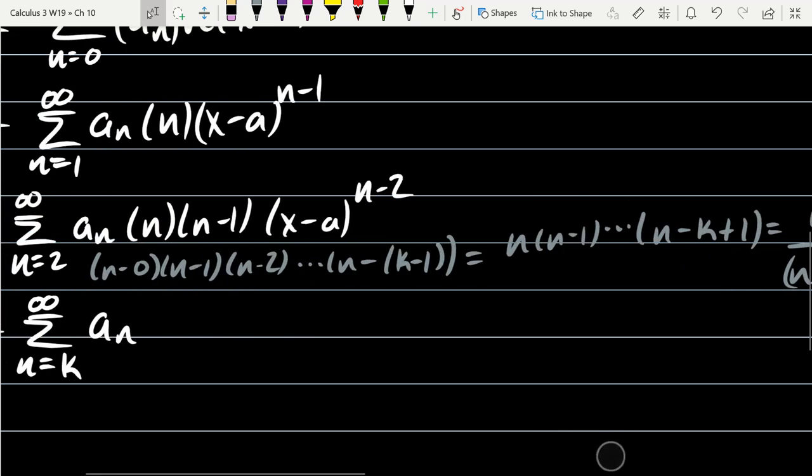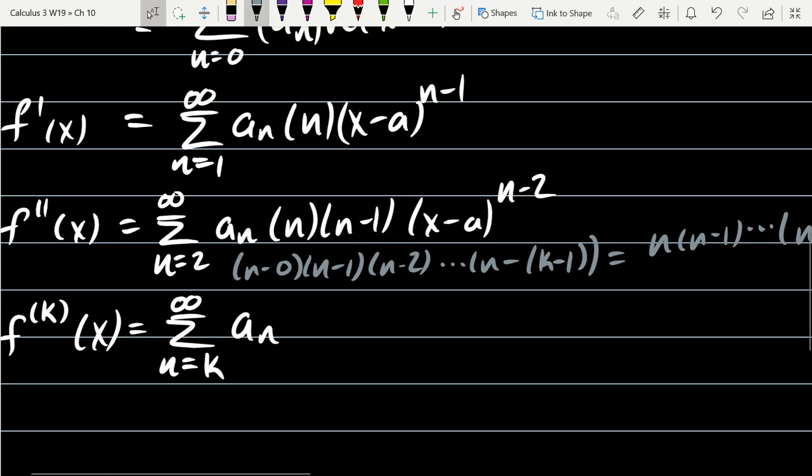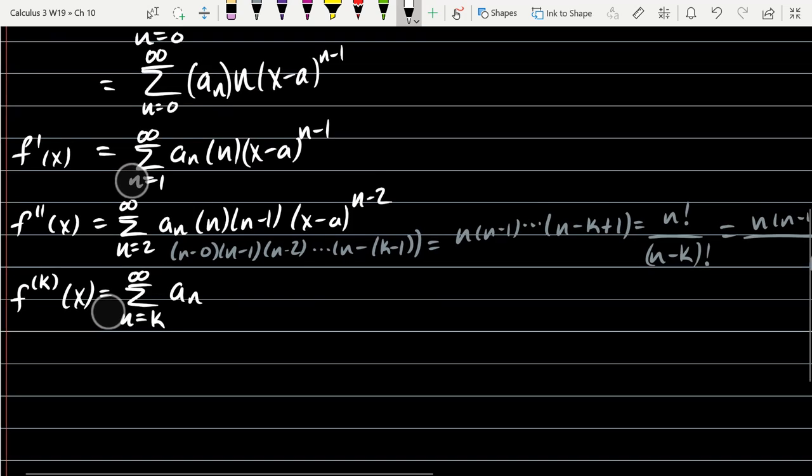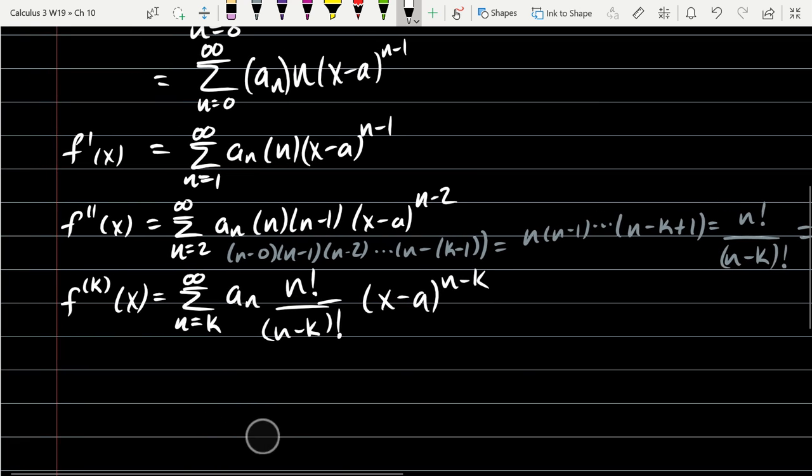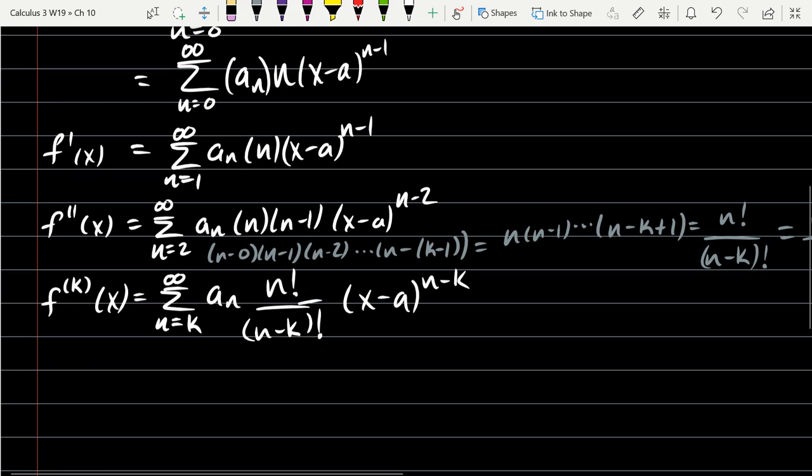All right, so that would be our coefficient right here. So that would be the kth derivative of a power series right there.